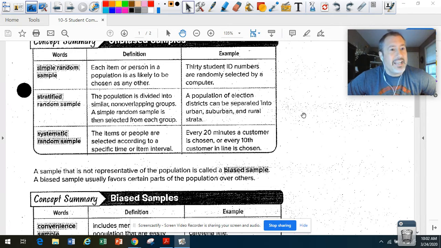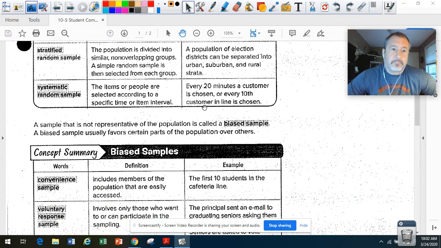This deals with a system. So think of the word system when we're dealing with a systematic random sample. Let's take a look and see what they mean here. It says the items or people selected according to specific time or item intervals.